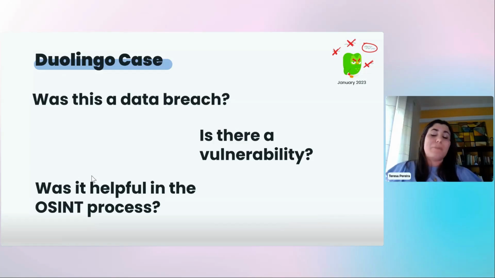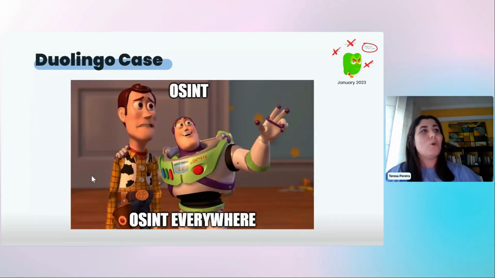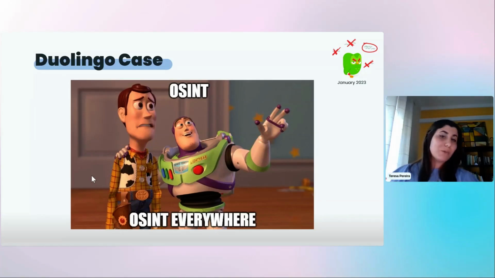So for me, I believe this was partially a data breach because of the credit card information. Second, I believe we have at least two vulnerabilities in here, and we'll see them in a minute. And the third one is, I believe this was really helpful in the OSINT process. I mean, for those who conduct OSINT investigations on a daily basis or as part of your job, you know how hard it is to find information about a specific person or group of people, especially in Europe, right? So in here, it was awesome because you had a lot of information about just one person in one place.